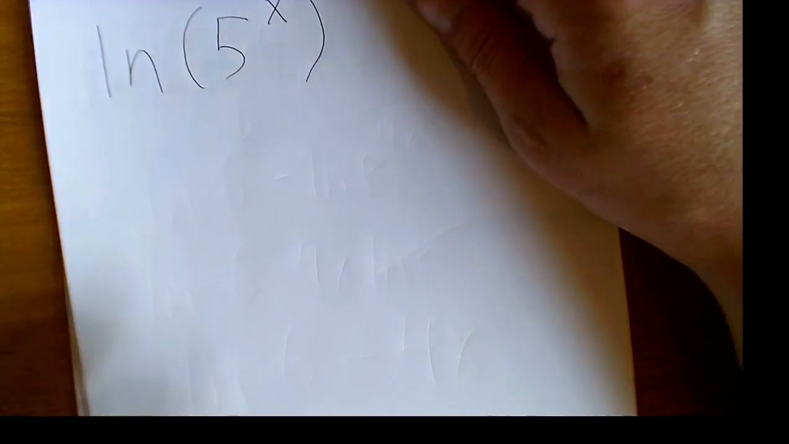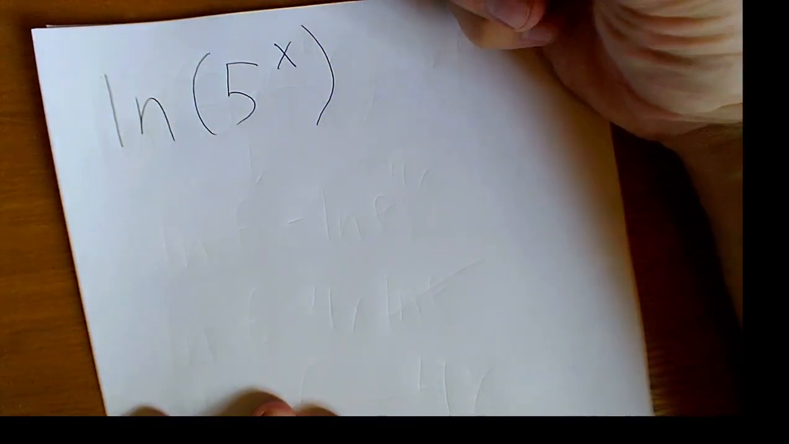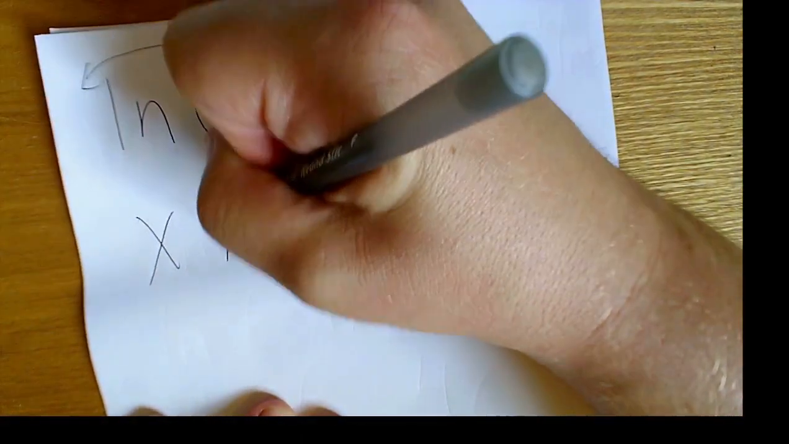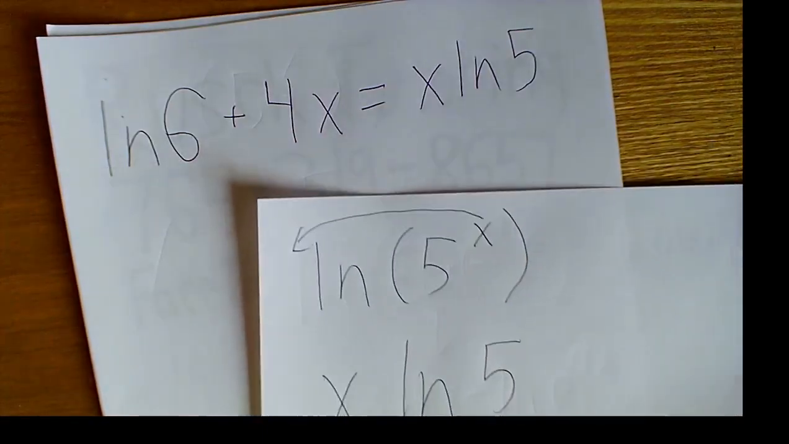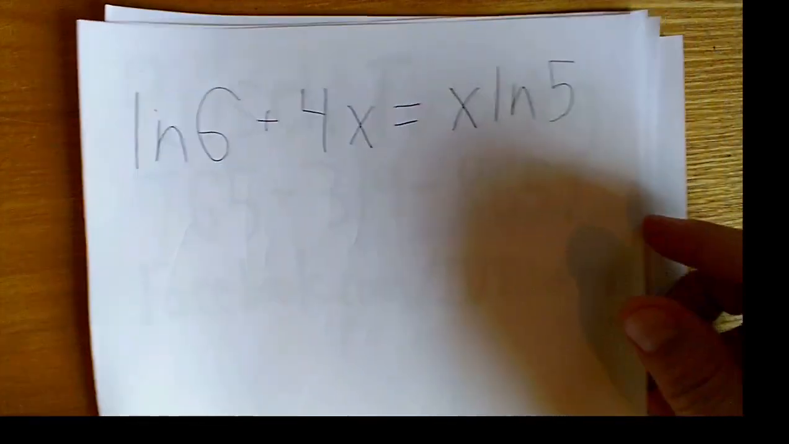And this one's a lot simpler to do. There's not as many components. Because we remember, again, if you're natural logging a number with an exponent that has a variable in it, you can pull the variable in front. So we have x ln of 5. Make sense? Very good.